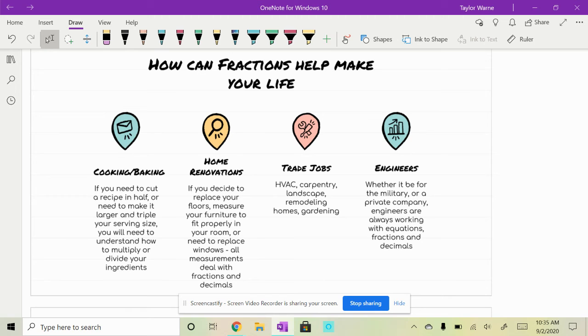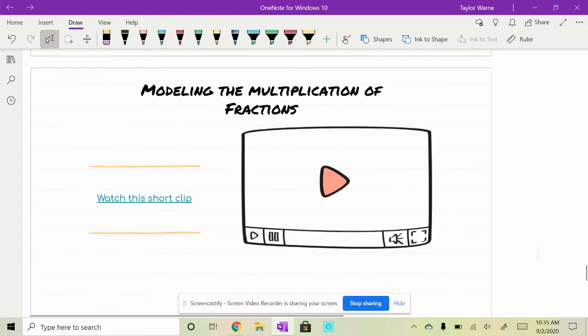And then another thing is engineers. So whether it be for the military or a private company, engineers are always working with equations. And let me tell you, nothing in life is perfect. So very frequently they are working with fractions and decimals, which are the same thing. Okay, just keep that in mind, that fractions and decimals represent each other. So that is one way to realize how fractions are really important in your own life.